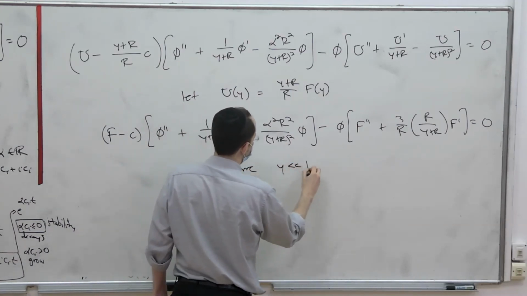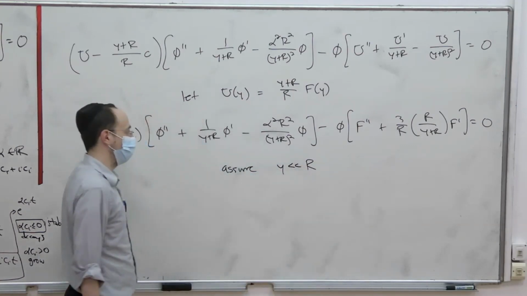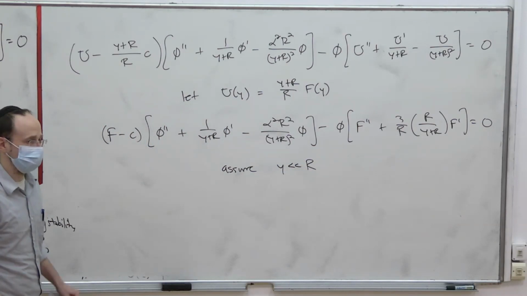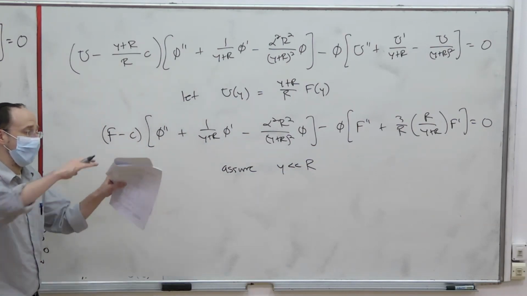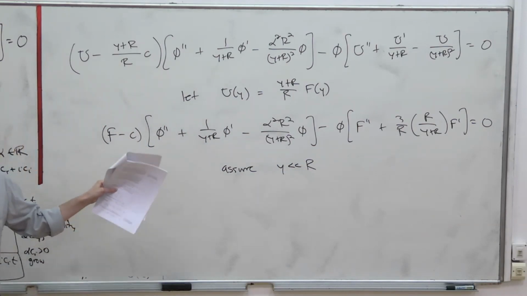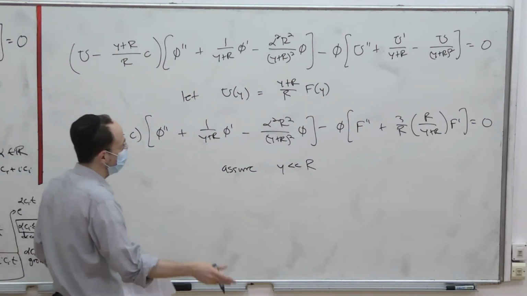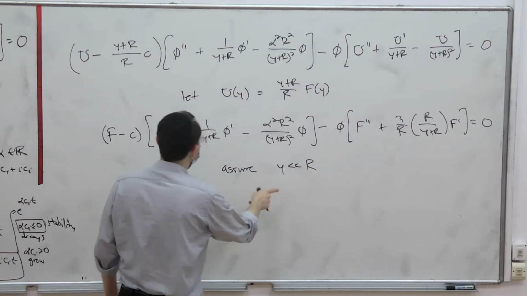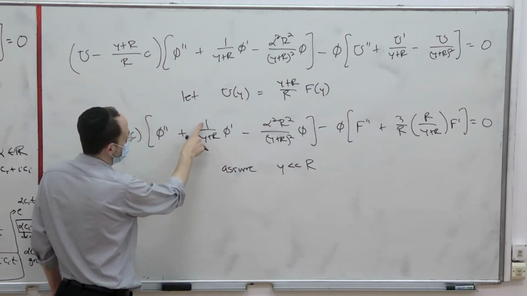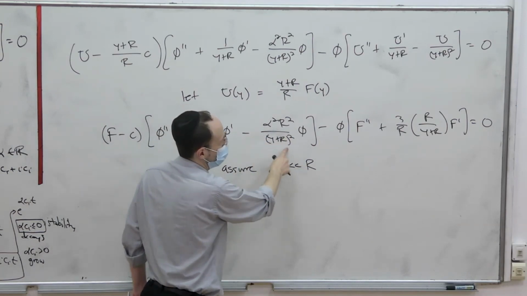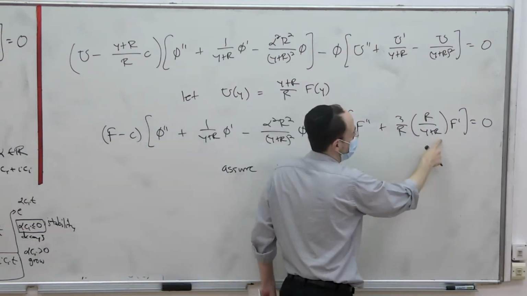our y is much less than r. In other words, we're going to assume that there's curvature, but that r is still pretty big. The radius of curvature is big enough that the curvature is slowly changing, nothing drastic. If that's the case, we have a bunch of these terms that look like 1 over y plus r, r squared over y plus r squared, r over y plus r.